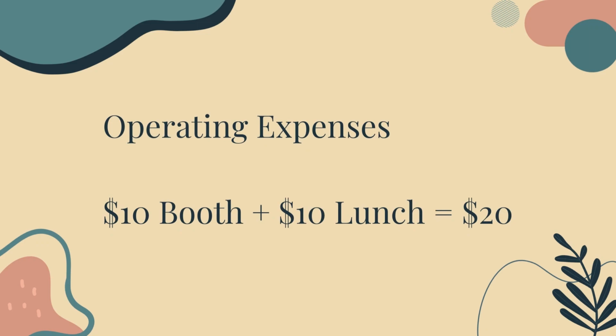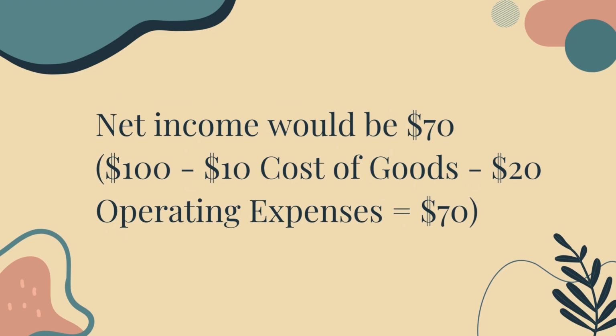The $10 you paid for the booth and the $10 you paid to take your friend out to lunch. So that is a total of $20. Now, what you have remaining is your net profit. So we had $90 of gross profit. You subtract the $20 of operating expenses, and that leaves you with $70 of net profit.